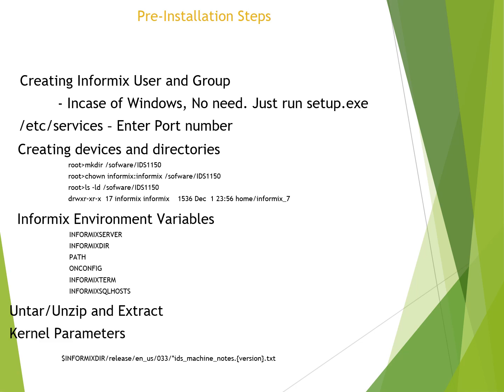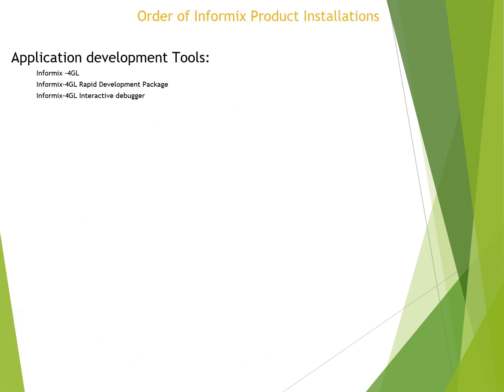And the main thing is you need to set the kernel parameters. Where are they? In the INFORMIXDIR, release, en_us, then IDS, there is a file, IDS_machine_notes_version.txt, and using that file we need to set the parameters in the environment.